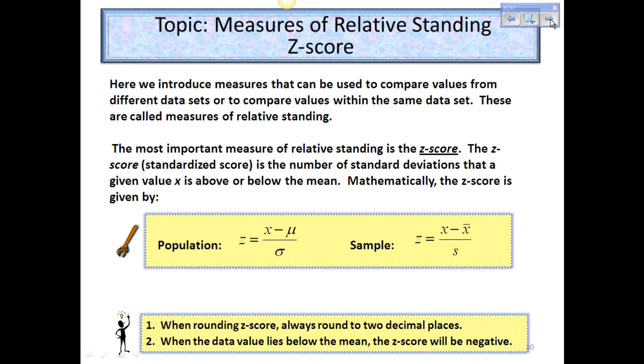A couple of notes down at the bottom. When rounding the z-score, always round to 2 decimal places. So that's an always, no exceptions. Z-score always gets 2 decimal places, and make sure you round correctly. When the data value lies below the mean, the z-score will be negative. That's the second note.